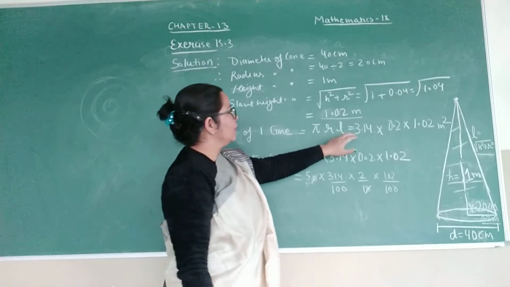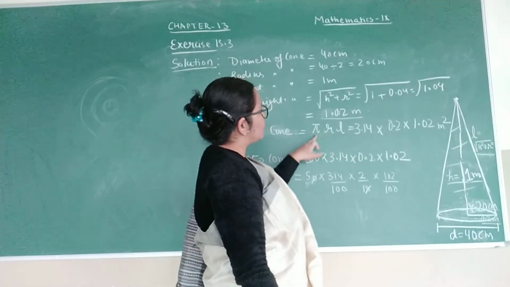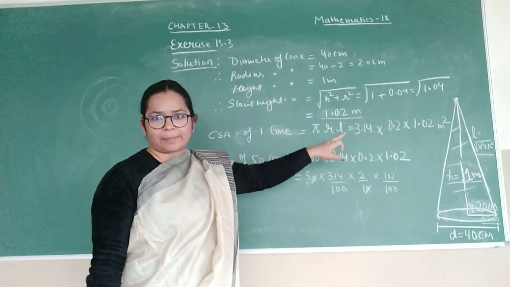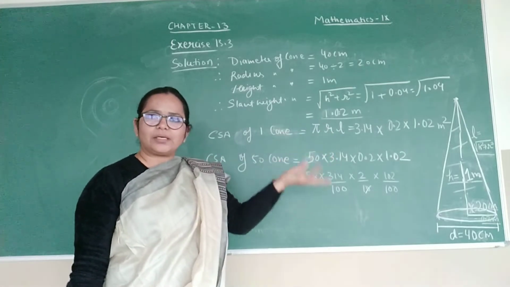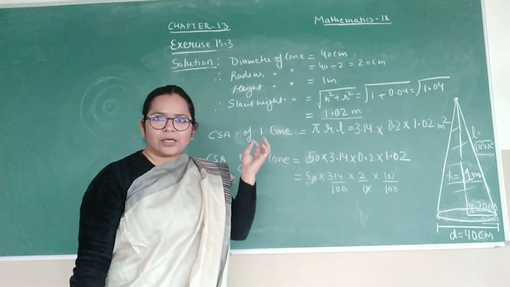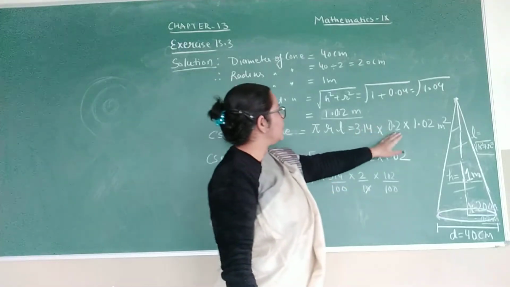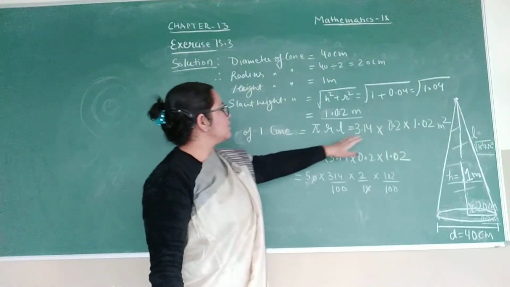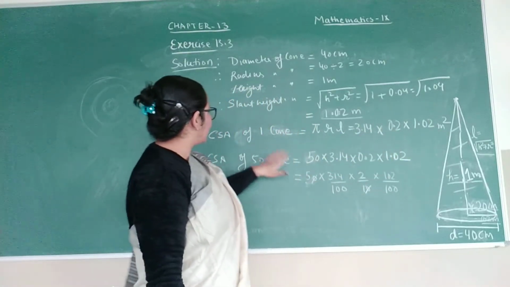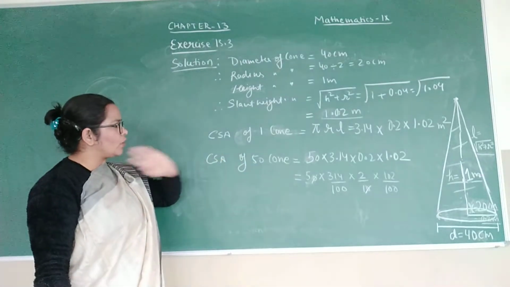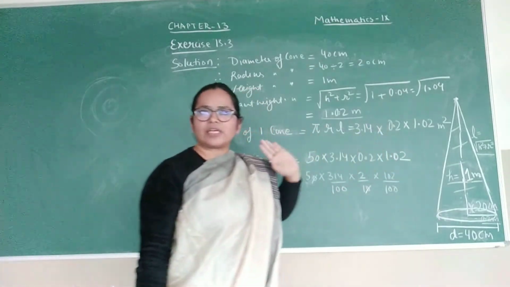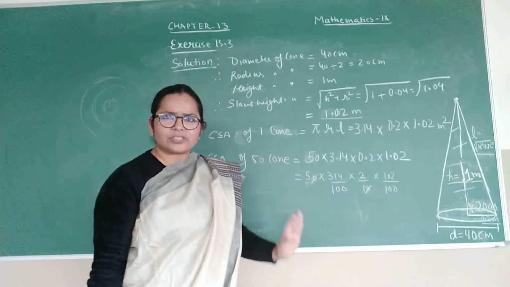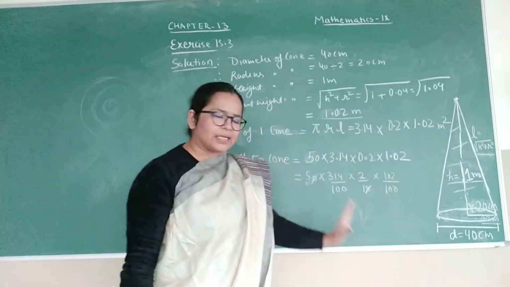It is pi r l, which is equal to 3.14. The value of pi we will take here as 3.14. As we see, neither the radius nor the slant height is a multiple of 7. So in such a situation, it is better to take the value of pi as approximately 3.14. Put the value of the radius, 0.2, and 1.02 is the slant height. Now the curved surface area of 50 cones will be 50 times the curved surface area of one cone. So 50 multiplied by this. Now convert these into fractions to make the calculation easy. Otherwise you can directly multiply them also.